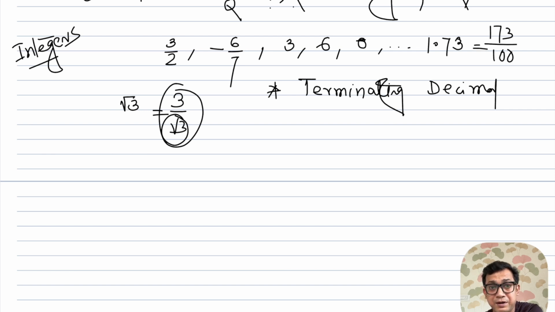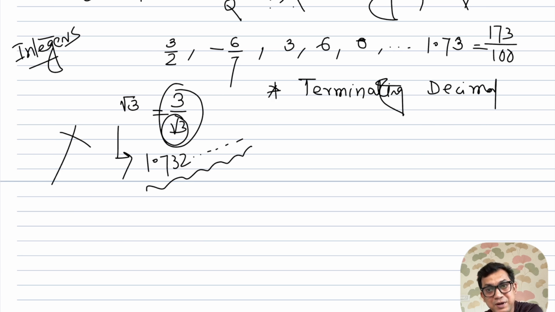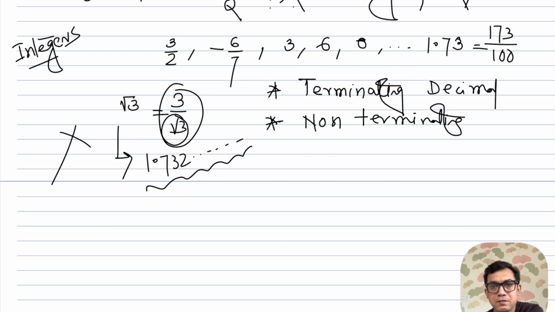But it should terminate. What is the problem with root 3? It is 1.732 and it continuously goes on. It never terminates, so it is not a rational number. It should be a decimal, but it should terminate. Condition number 2: if it is non-terminating, then it should be recurring.